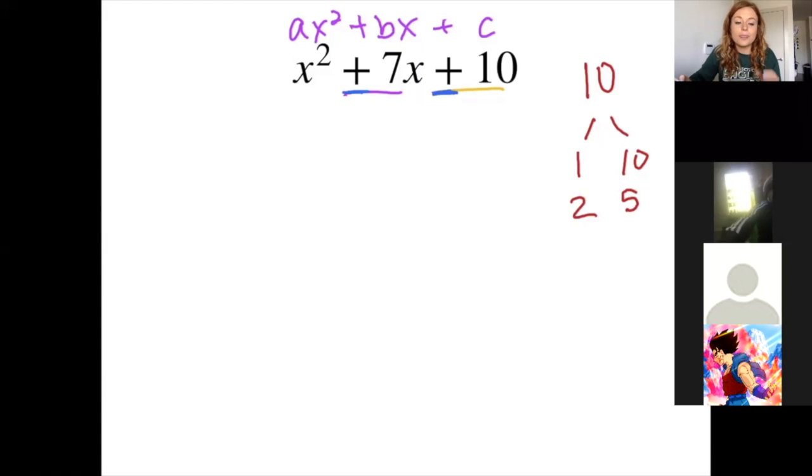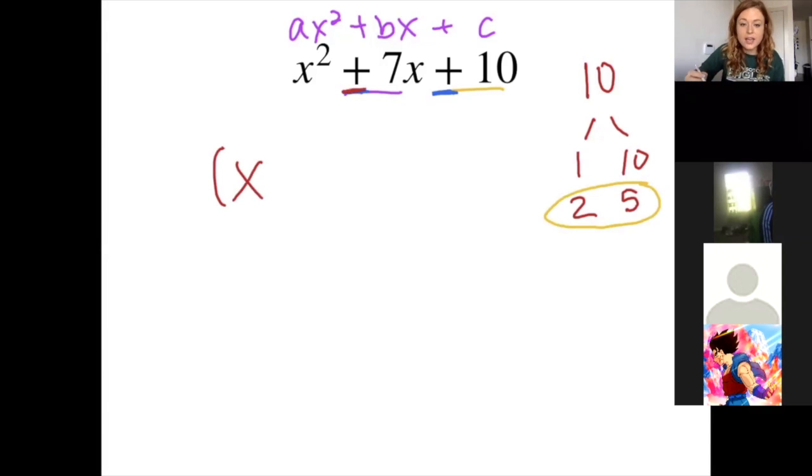So if this was a negative, then they would both have to be negative. So they would be like negative, negative. But since it's a positive, our factors are all going to be positive. Okay, so if we look at this list where we see two numbers that can add to be 7, they multiply to be 10, but add to be 7. 2 plus 5 is 7. So then we take those two numbers and we just put them in factors. So we would say x, and because this is a positive 7, it's going to be plus 2 times x plus 5.